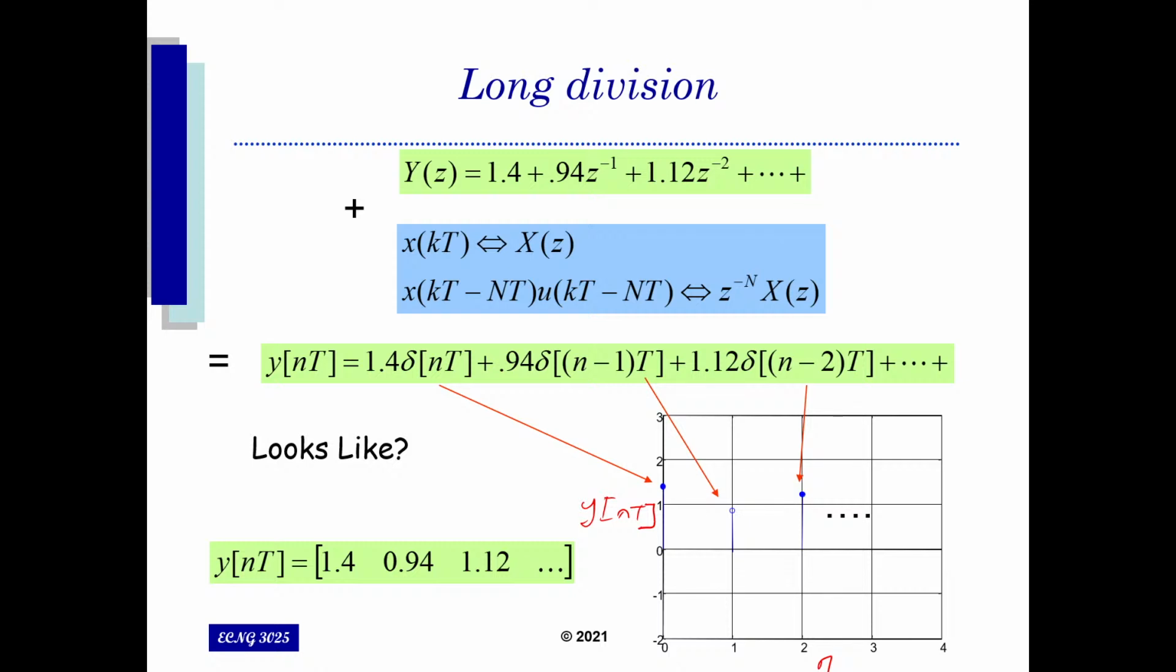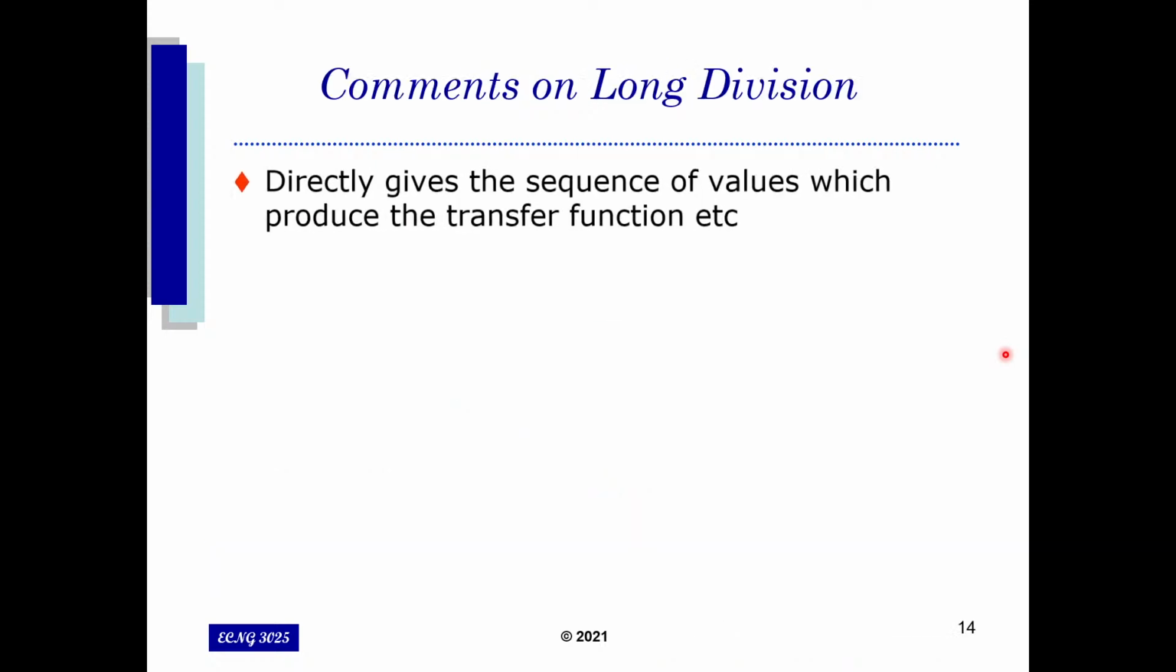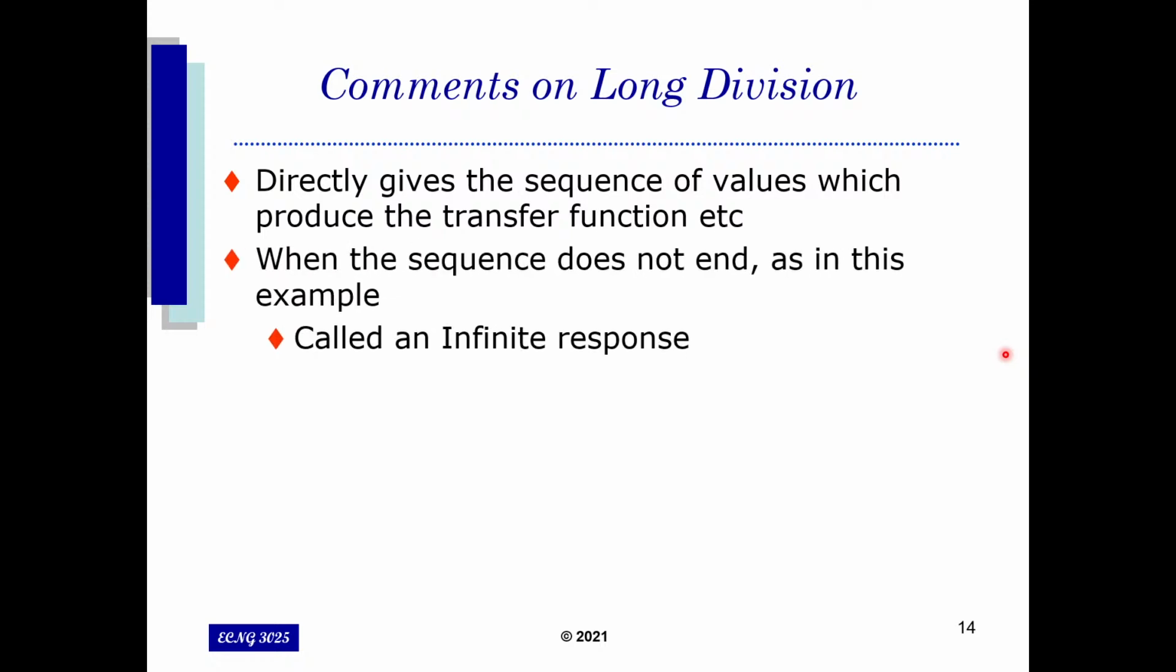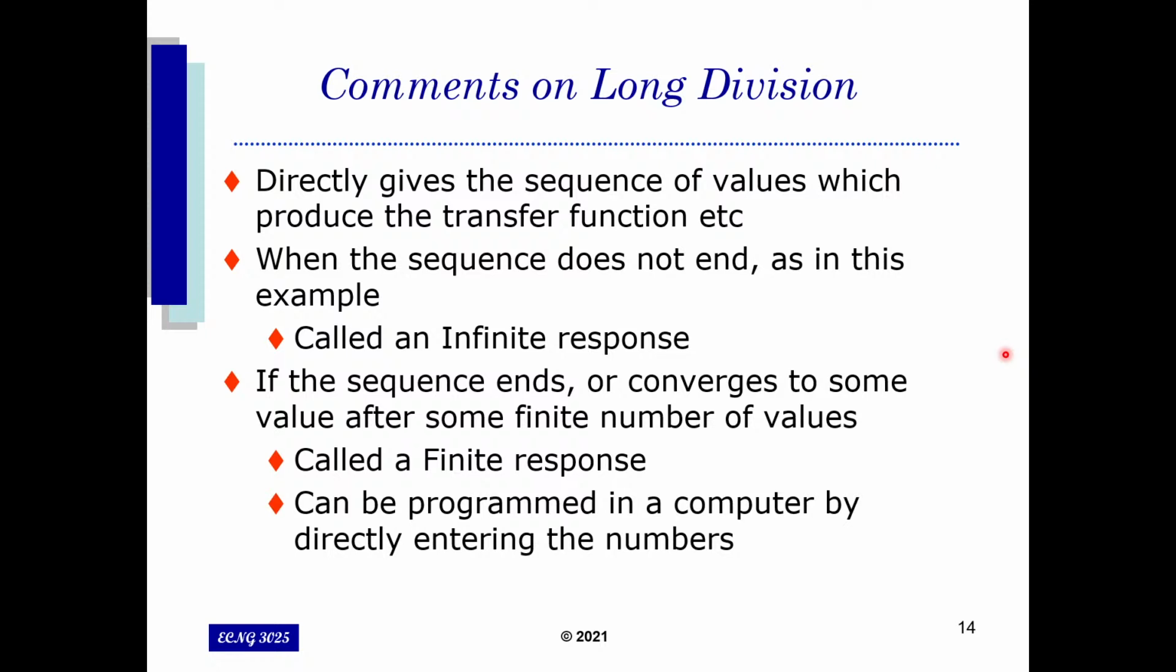Alright, doesn't look like we have any further questions regarding the long division process. So let's go on to the next way to go about solving Z transform equations. In commenting on the long division process, it basically gives you the direct sequence of values to produce the transfer function. Once the sequence doesn't end, meaning that you don't get a remainder of 0, this is referred to as the infinite form or the open form solution. It's also referred to as an infinite response.